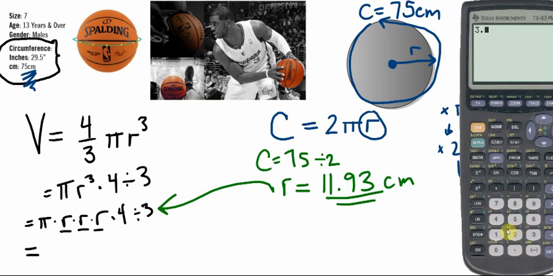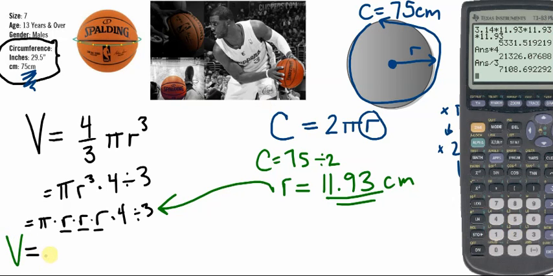So pi 3.14 times 11.93 times 11.93 times 11.93. Okay, there is the pi times r times r times r. I'm going to times that by 4, divide by 3. And here's the volume of a basketball.